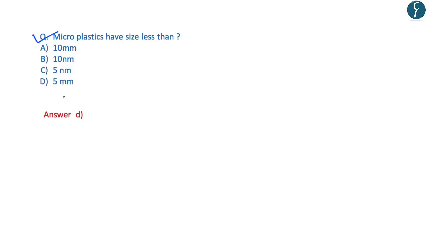So, the correct answer is D, that microplastics have a size less than 5 millimeter. And with this, let us move on to the next article.